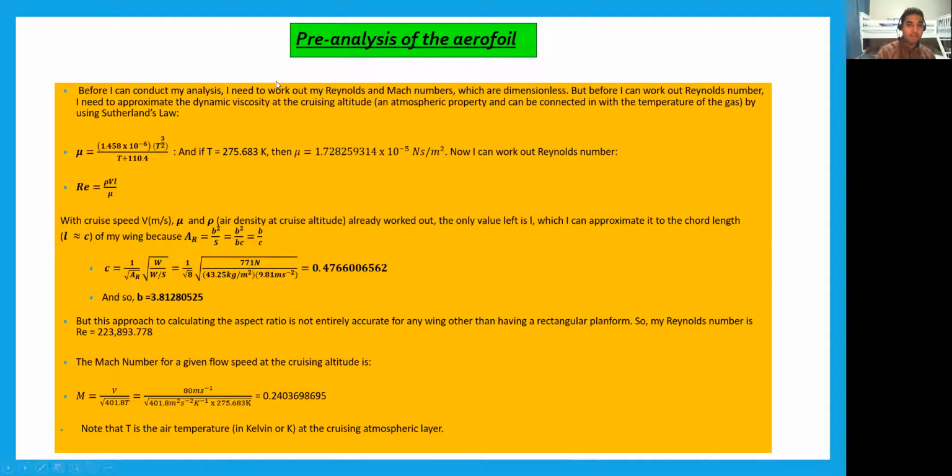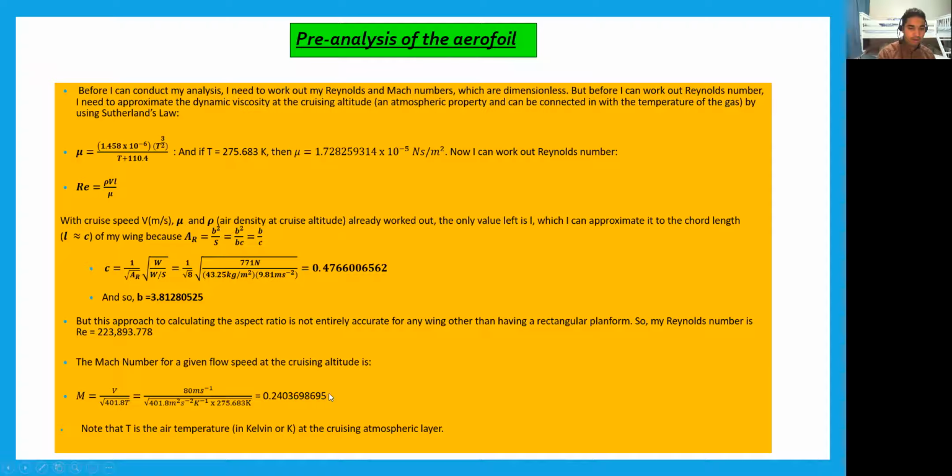The pre-analysis of the airfoil. Before I can do analysis of my airfoil in my XFLR5 program, I need to work out the Reynolds number, which is defined by the dynamic viscosity, the characteristic length L, which is b, my cruise speed, which is 80 meters per second, and my air density. This is b for L. b is my wingspan of my aircraft.